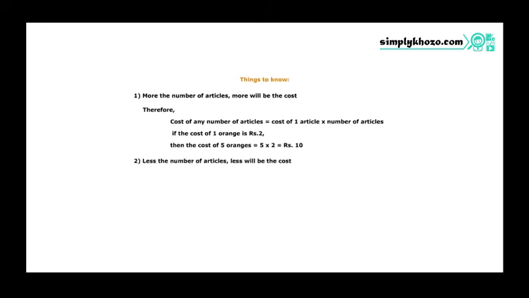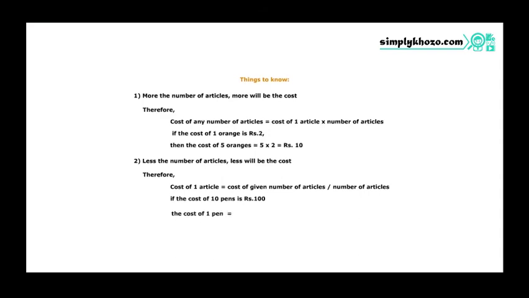Less the number of articles, less will be the cost. Therefore, cost of one article is equal to cost of given number of articles by number of articles. So, if cost of 10 pens is rupees 100, then cost of 1 pen is equal to 100 by 10, that is equal to rupees 10.